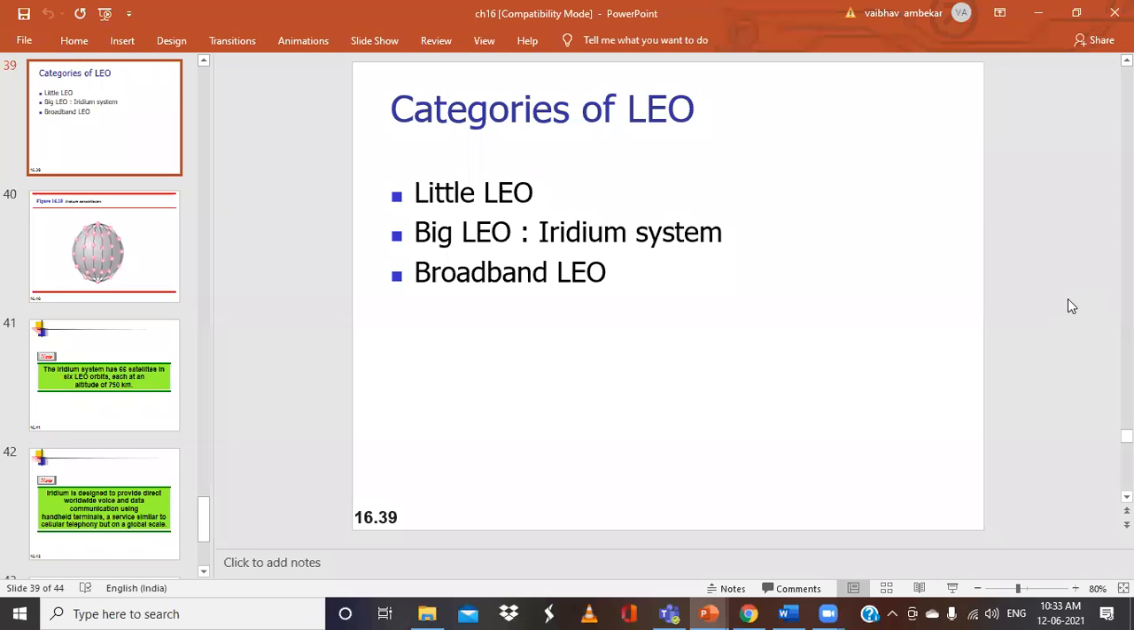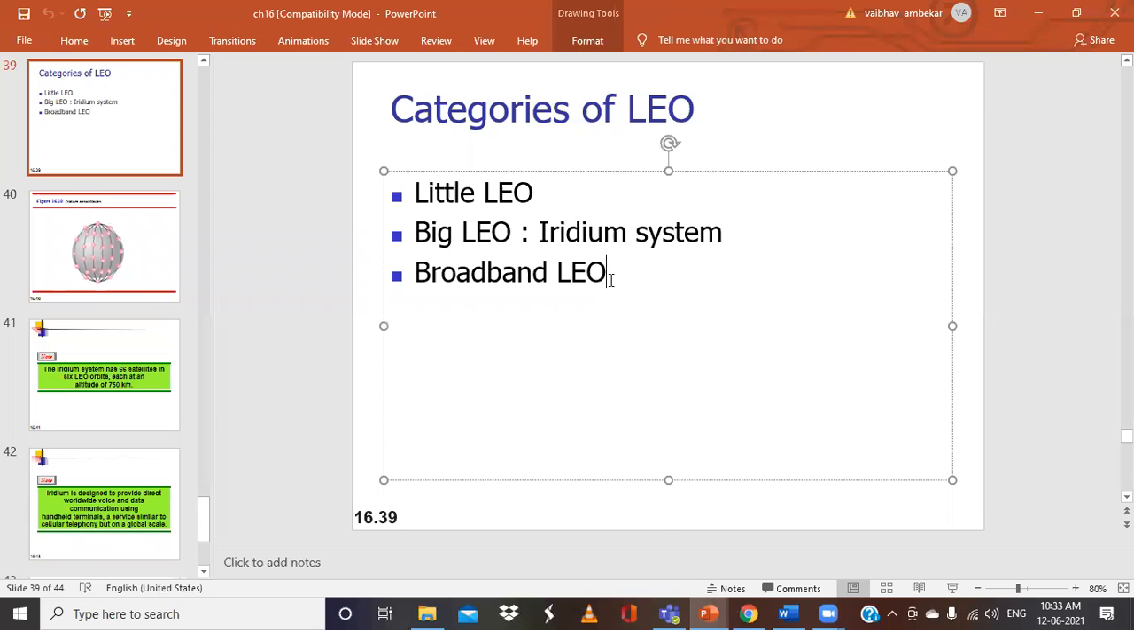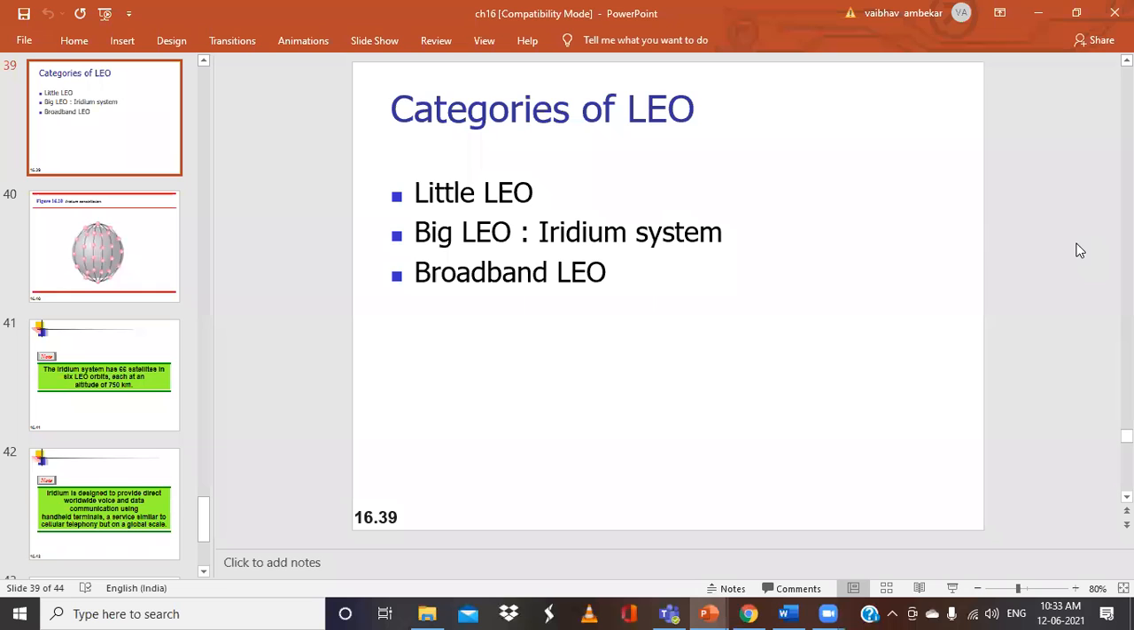And there are categories of LEO satellites that we call little LEO, big LEO, and broadband LEO. Characteristics we can remember for this: little LEO satellites operate under 1 gigahertz, and big LEOs operate between 1 and 3 gigahertz. Broadband LEO provides communication similar to fiber optics. So broadband LEO are similar to fiber optic networks. This is all that we have related to the discussion of the categories of satellites.